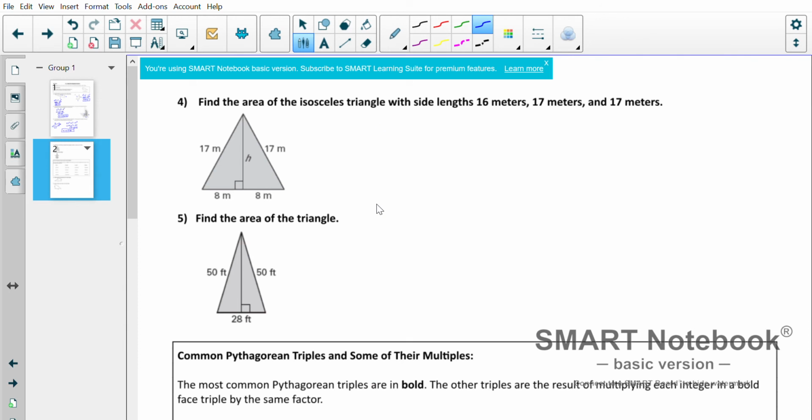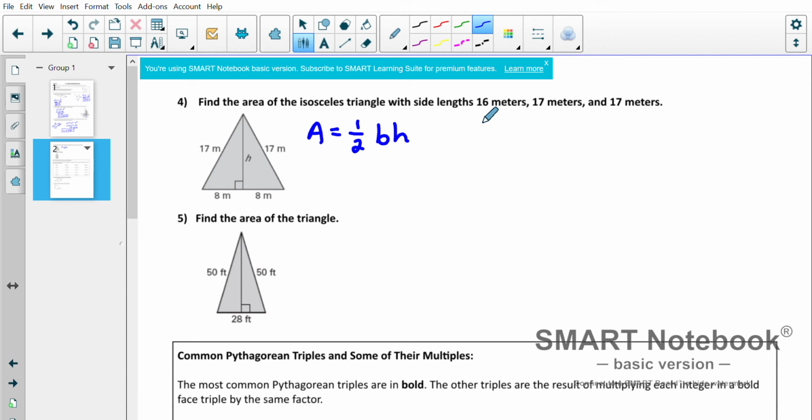Now, just some more ideas that we can use with right triangles. Find the area of the isosceles triangle with side lengths 16, 17, and 17 meters. So now, you should recall that the area of a triangle is equal to 1/2 base times height. That's something that if you don't know, commit that to memory, because that is not something I will give you on an assessment.